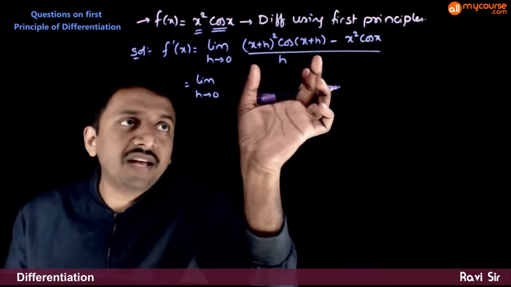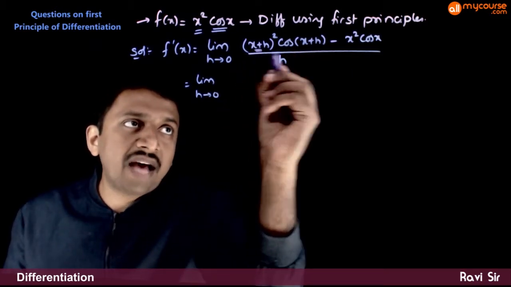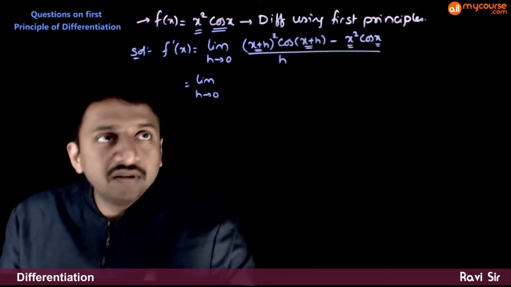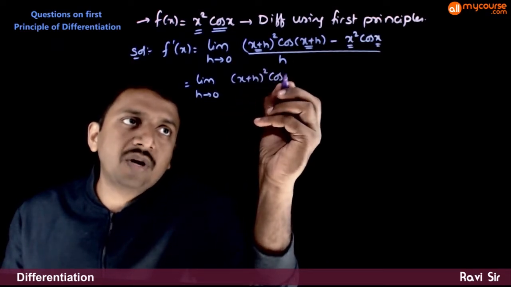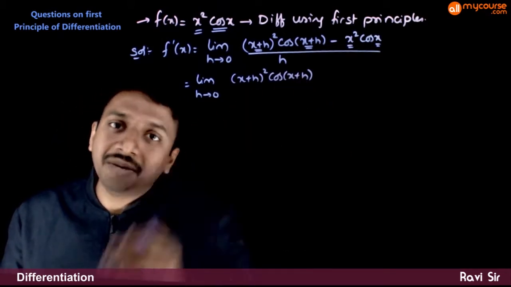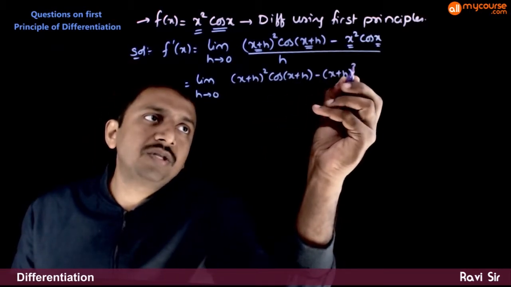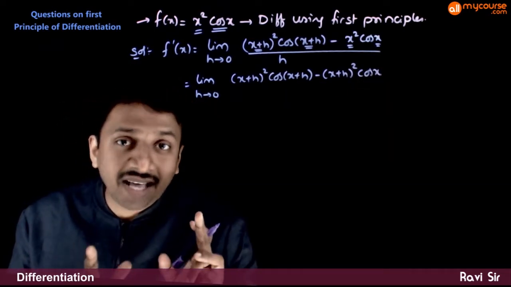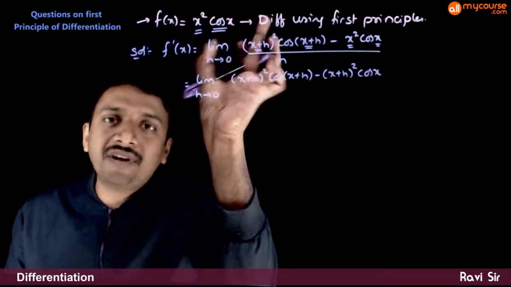So what we do is, if you observe carefully, in both the functions you have x plus h, and in both the functions you have x. So the process is something like this: (x plus h) whole square times cos of (x plus h). So you subtract and add a term here. So minus (x plus h) whole square times cos x. You subtract and add an intermediate term, that is, one function replaced by x plus h, the other function as it is.